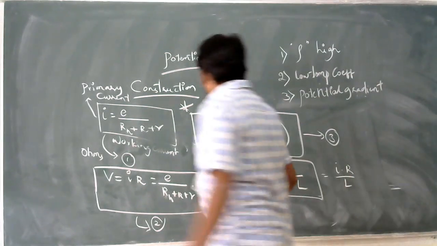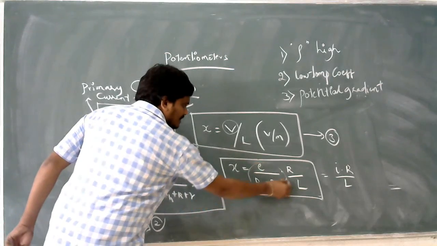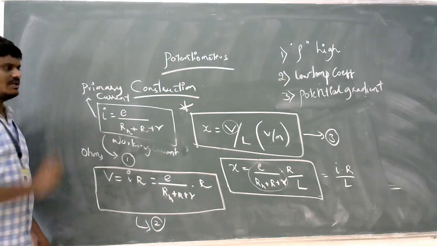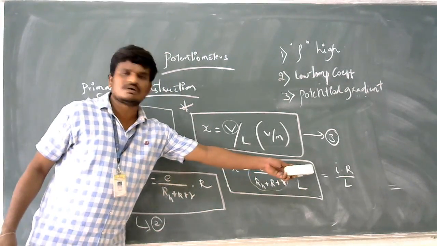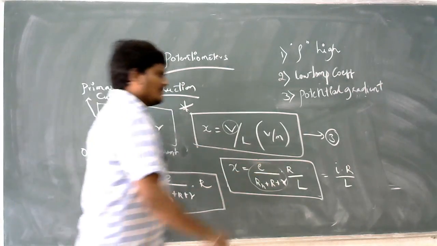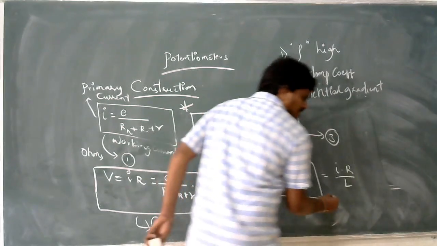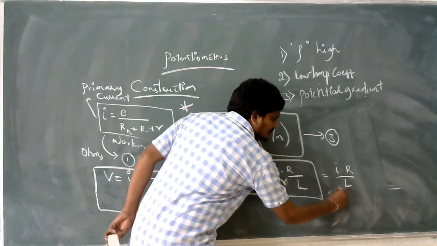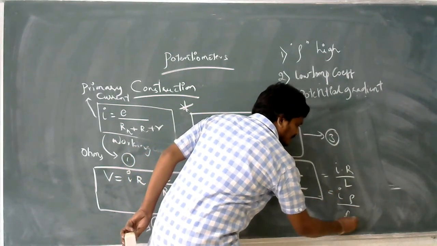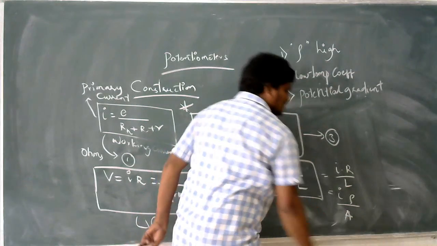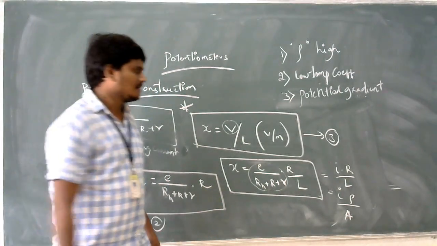Why? Because the total E by this parameter can be written as I, from equation number 1. So it can also be written as I into R by L. If I want to write the same expression in terms of specific resistance, the equation becomes I into rho by A. How did I get this expression in terms of specific resistance here? Why?